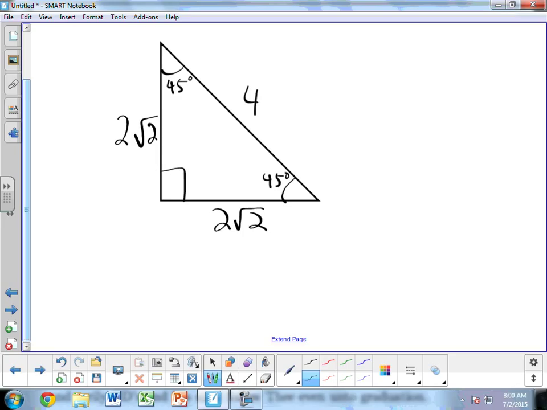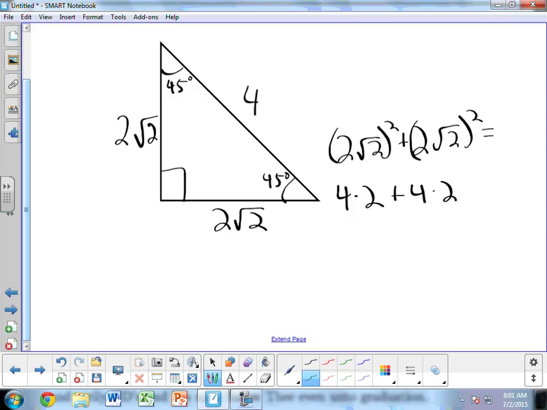Let's prove it. Let's put this into the Pythagorean theorem. Let's do it backwards, though. So in order to check, we're going to see if the sum of the squares of the legs equals 4 squared, it will have to be. So 2 square roots of 2 squared plus 2 square roots of 2 squared equals, this ends up being 4 times 2 plus 4 times 2, which equals 8 plus 8, which equals 16.